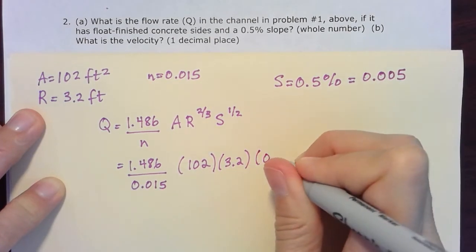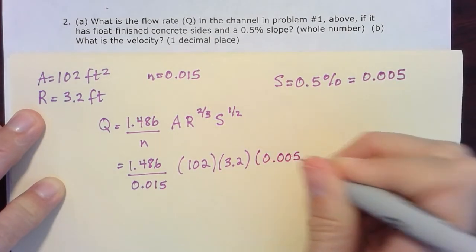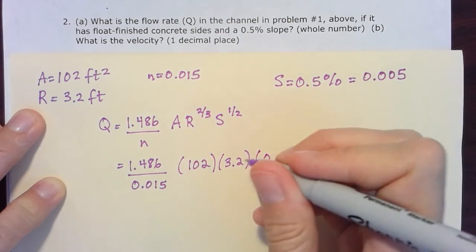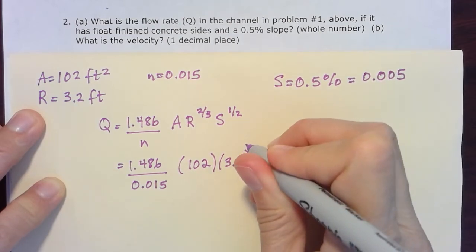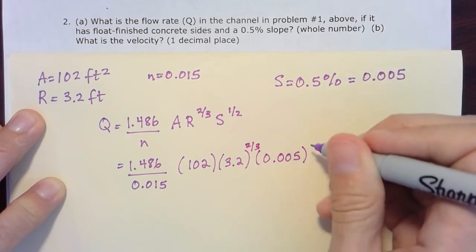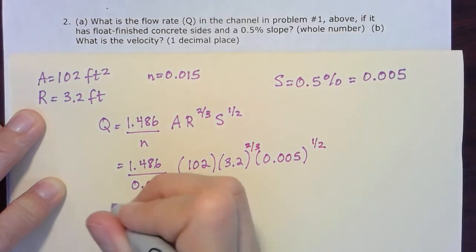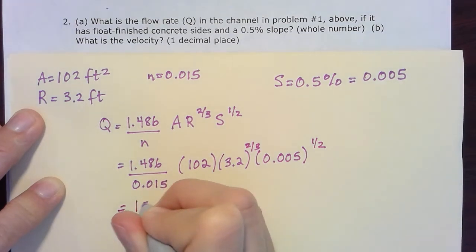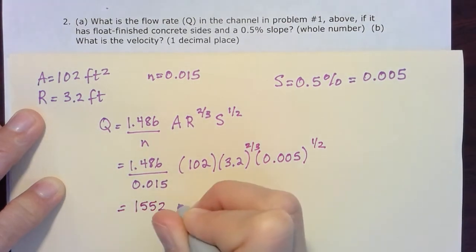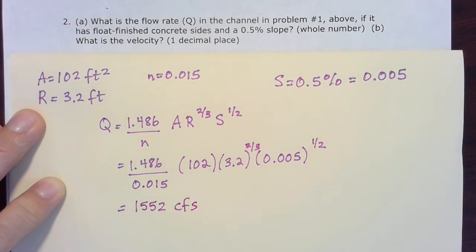So 0.005, and of course we have to remember our exponents here, so that 3.2 hydraulic radius is taken to the 2/3 and the slope is taken to the 1/2 power. And we do that math all out into a whole number. I do get 1,552 cubic feet per second. Again, for this Manning's equation for flow, if I put area in square feet, hydraulic radius in feet, slope to a decimal, and my Manning's n as a decimal, I'm going to get out cubic feet per second.